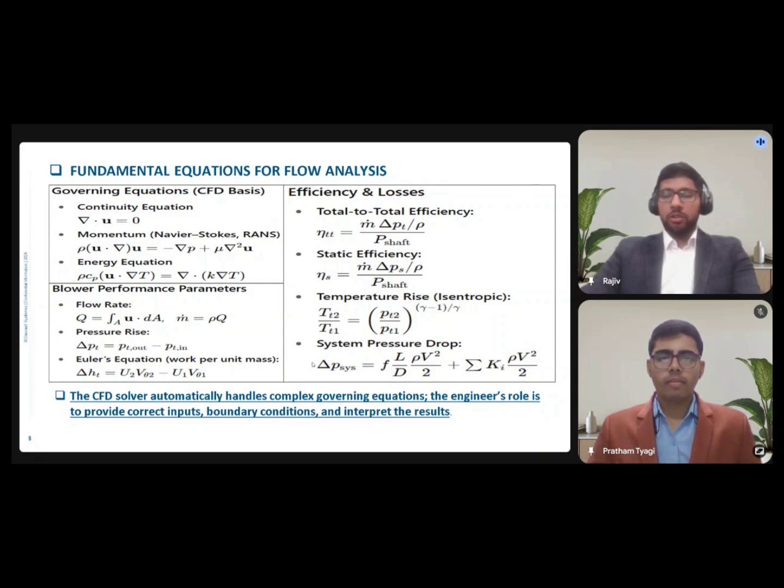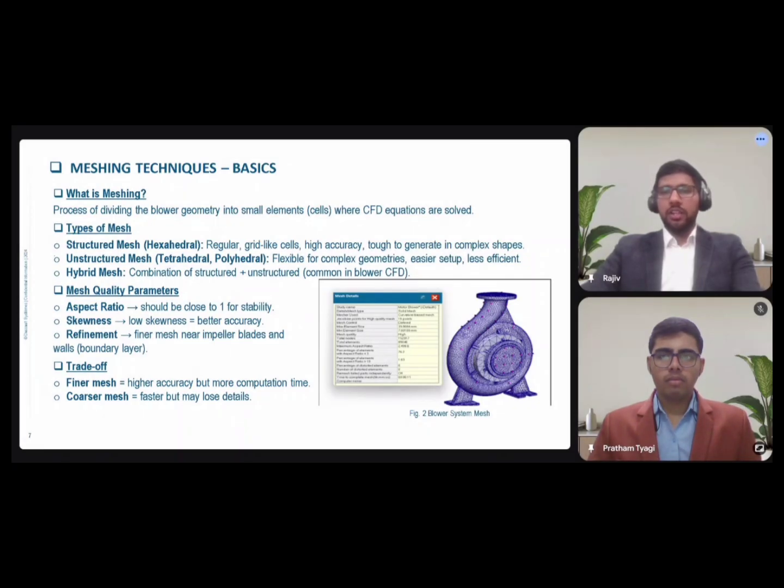The CFD solver automatically handles the complex governing equations, and our role is to simply provide correct inputs and boundary conditions, and then interpret the results that the solver provides. When we are doing a CFD analysis, we have to provide a mesh for the solver to apply equations to. And now we might ask, what is meshing? It is simply the process of dividing the blower geometry into small elements where the solver can easily apply the required equations. There are various types of mesh that we can use here, like structured, unstructured, and hybrid mesh.